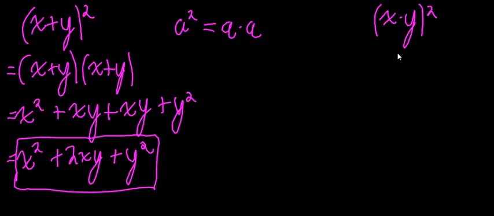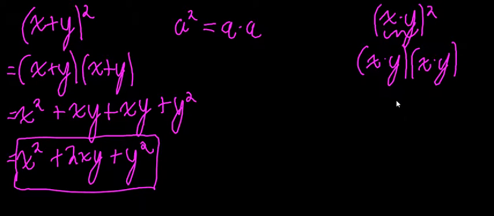Let's look at what we get when we expand out (x · y)². Again, we can think of this x times y as just our a, so this is just going to be x · y · x · y. And remember, if I were to multiply 2 times 3 times 4, it wouldn't matter if I first multiplied 3 times 4 together and then multiplied that product times 2, or if I multiplied first 2 times 3 together, then multiplied that product times 4. No matter what, I'm going to get 24.